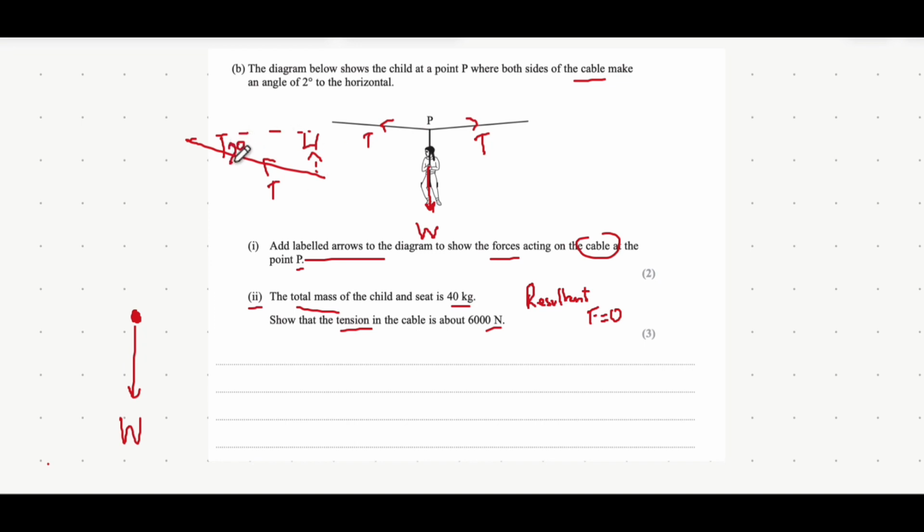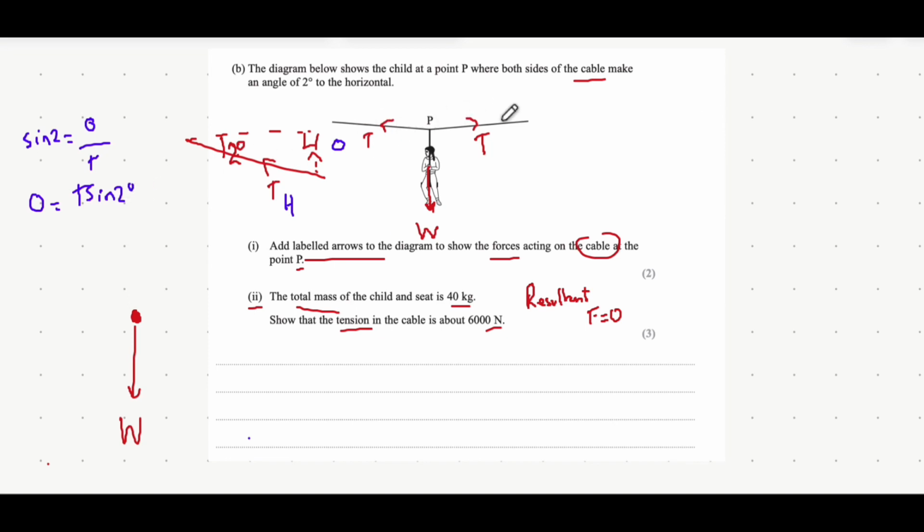Well, we use SOHCAHTOA. So let's do that in a different color pen now. Using this angle here, this would be our opposite, and this would be our hypotenuse. So we're going to use sine to find the vertical component. We say sine of the angle 2 degrees is equal to the opposite, which we're trying to find, divided by the hypotenuse, which is the tension. Multiply both sides by T, and we get that the opposite is T sine 2. So the vertical component of this tension is T sine 2.